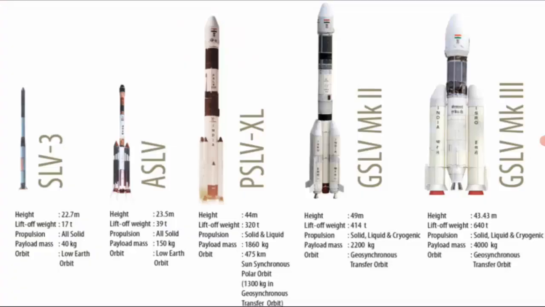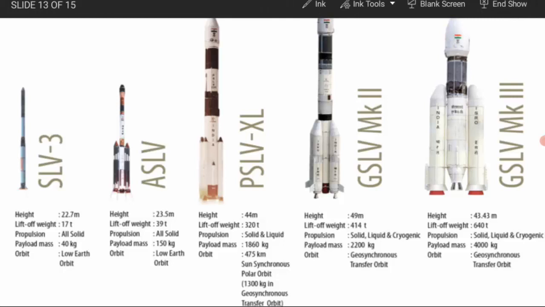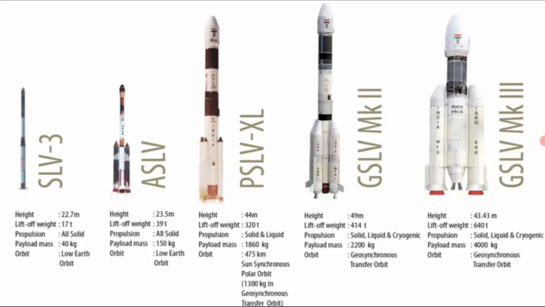Now these are various different kinds of vehicles. This is just for value addition purposes. So you have SSLV, then you have ASLV, then you have PSLV, GSLV, then again GSLV Mk III. So the sizes are different. You can just pause the video and look at the statistical data from here.